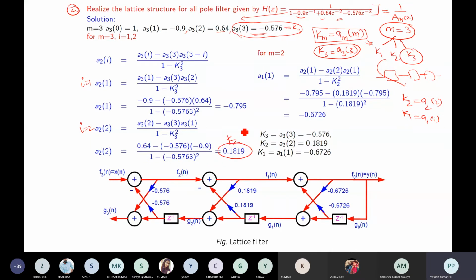Once we know k2, now we need to proceed to find out k1. So k1 will be a1 of 1. By using the generalized formula of coefficient finding, we will find a1 of 1, and that will be equal to k1. Once we know the k1, k2 and k3 values, we can directly put them into the generalized lattice realization, and here this will be your k1, this will be k2, this will be your k3.